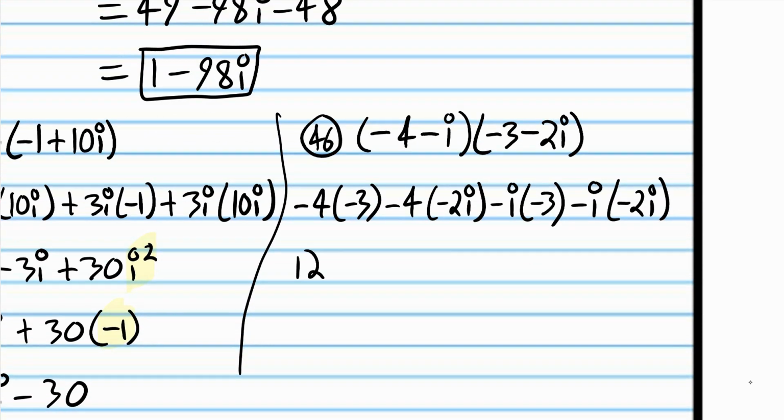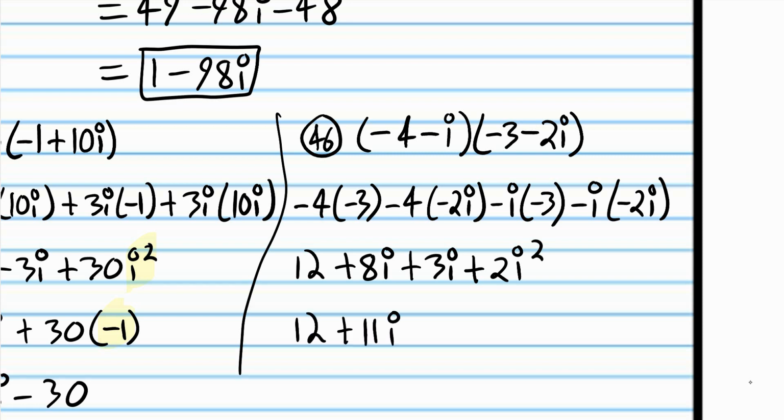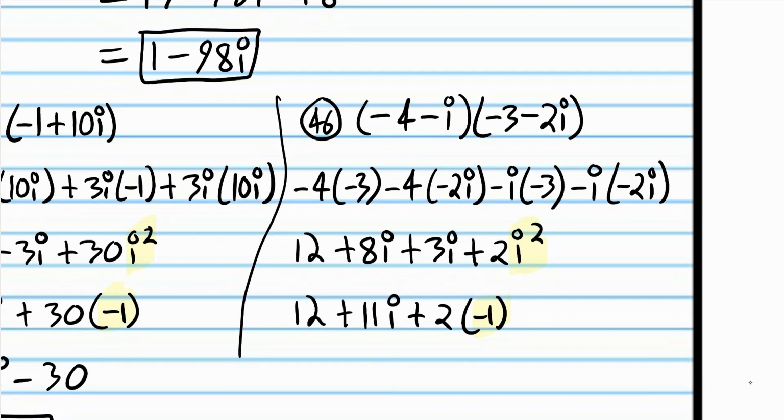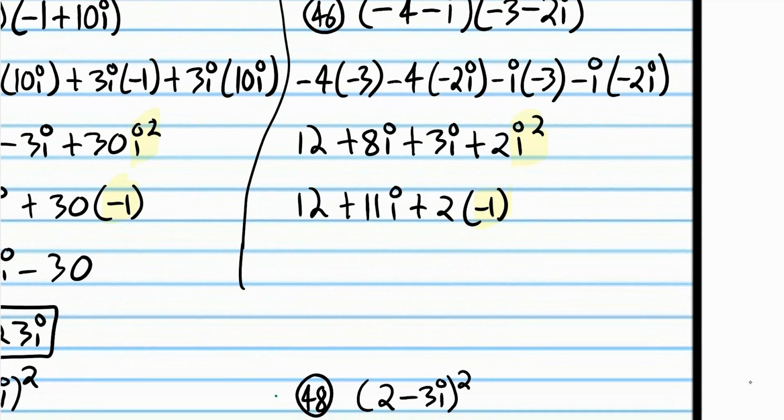So now we get 12 plus 8i plus 3i plus 2i squared. And combining the inner terms, we get 11i plus 2 times negative 1. Remember, i squared is negative 1. And we get 12 plus 11i minus 2.